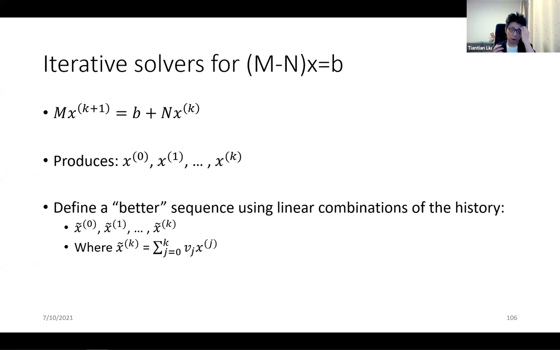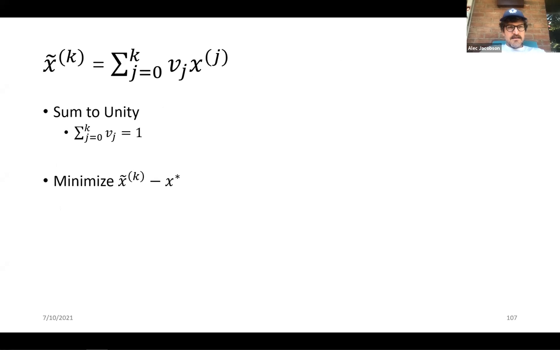So it will cause lots of artifacts if we just rely on Jacobian iterations to run the simulation. The key idea of the Chebyshev one is to also define a better sequence using linear combinations of the history, like the Anderson acceleration did. So for example, we can have some weight Vj, which combines a history from j equals 0 to k to form a better x tilde k as a solution for the Chebyshev iteration.